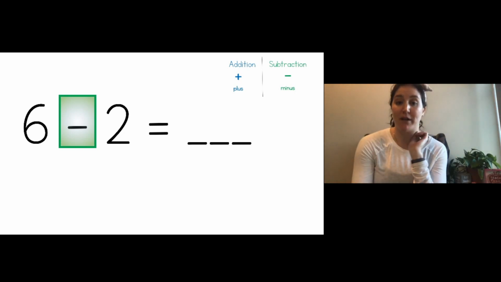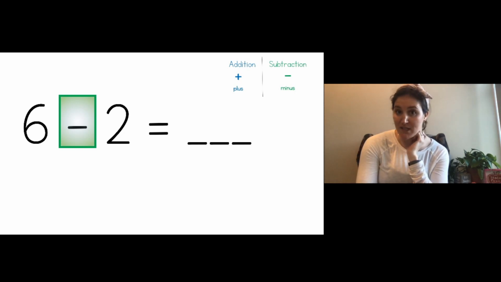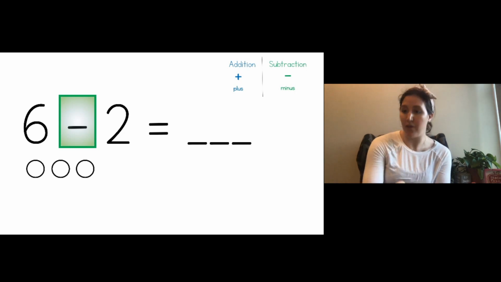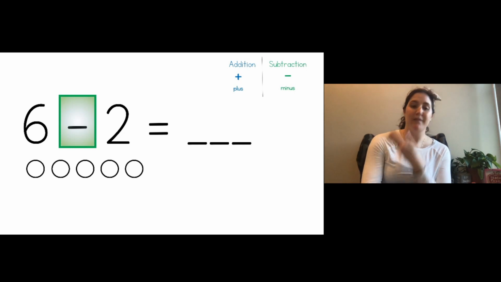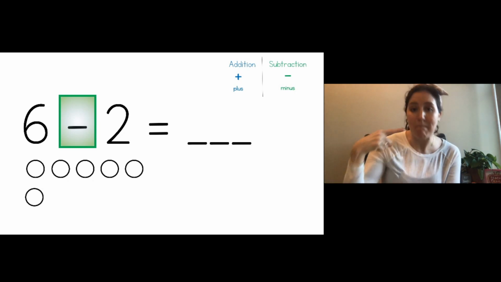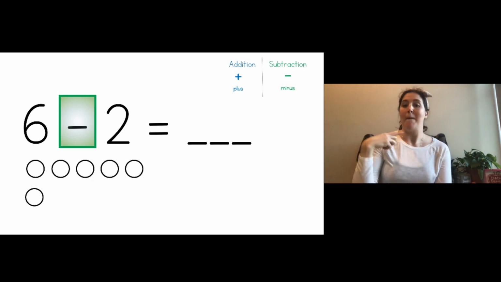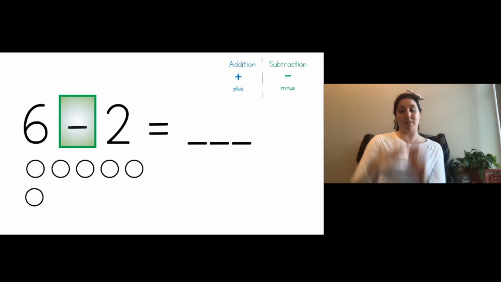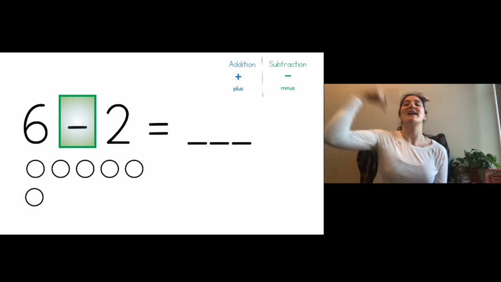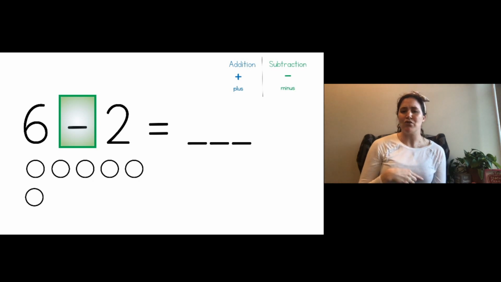So I will start by drawing 6 circles because that's my first number. I'm going to draw 6 circles to start. 1, 2, 3, 4, 5, 6. And then I remember that I see minus 2. Minus means I'm going to cross off. If it said plus, I would draw 2 more. But it doesn't say plus. It says minus. So I need to cross off.